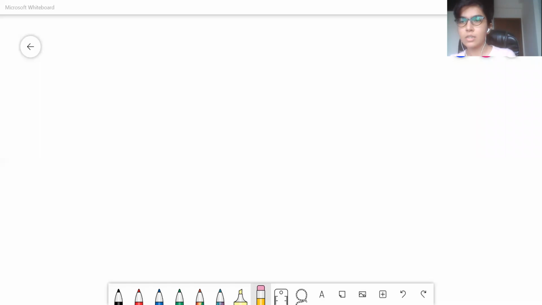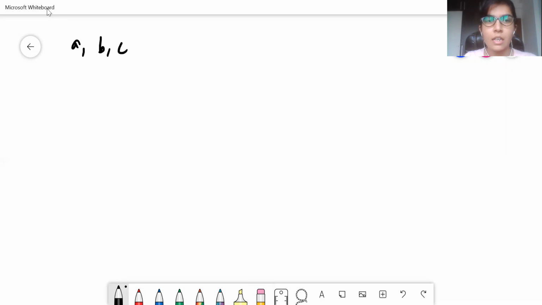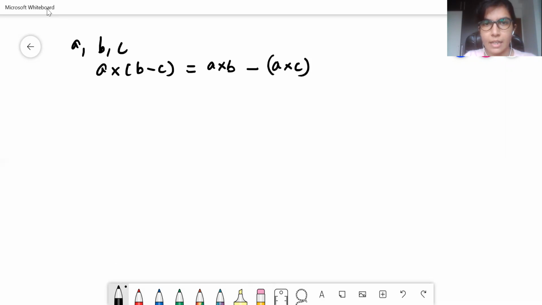What does it mean by distributive property over subtraction? It means that given three numbers A, B, C, A into B minus C is equal to A into B minus A into C. That's what distributive property over subtraction tells you. Instead of A into B plus C, here B minus C is there. So A into B minus C will always be equal to A into B minus A into C.